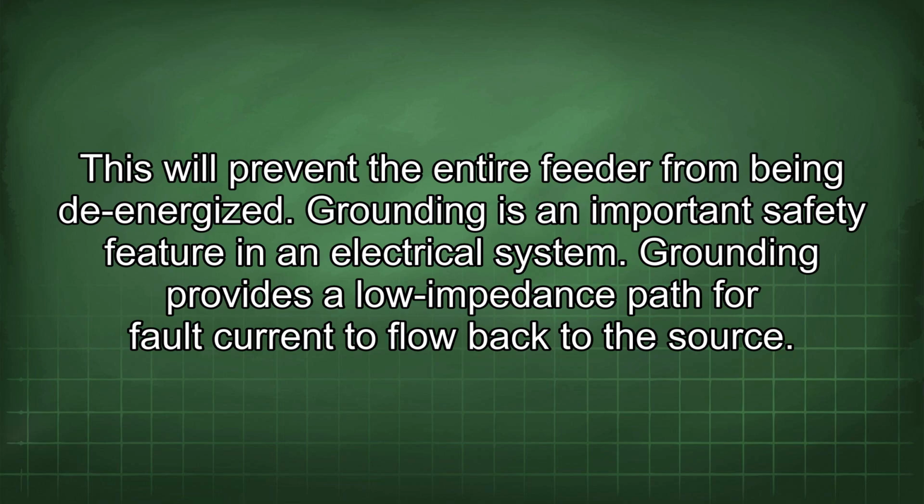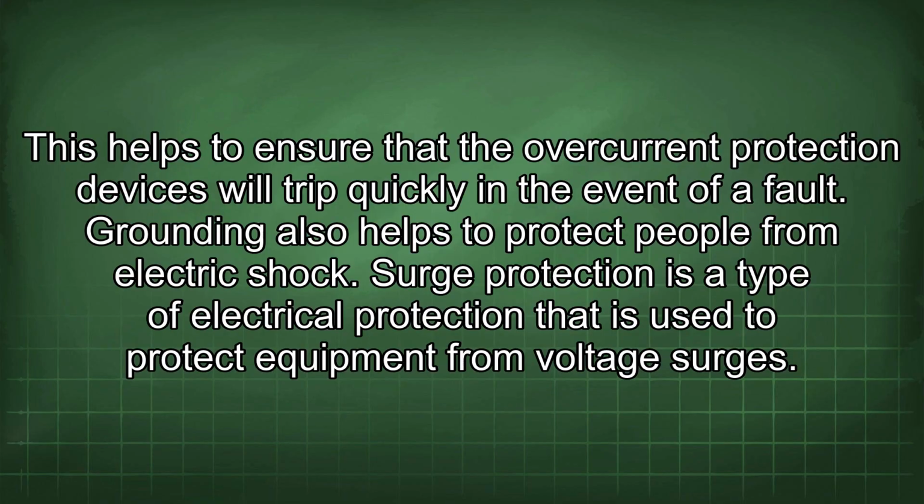Grounding is an important safety feature in an electrical system. Grounding provides a low impedance path for fault current to flow back to the source. This helps to ensure that the overcurrent protection devices will trip quickly in the event of a fault. Grounding also helps to protect people from electric shock.